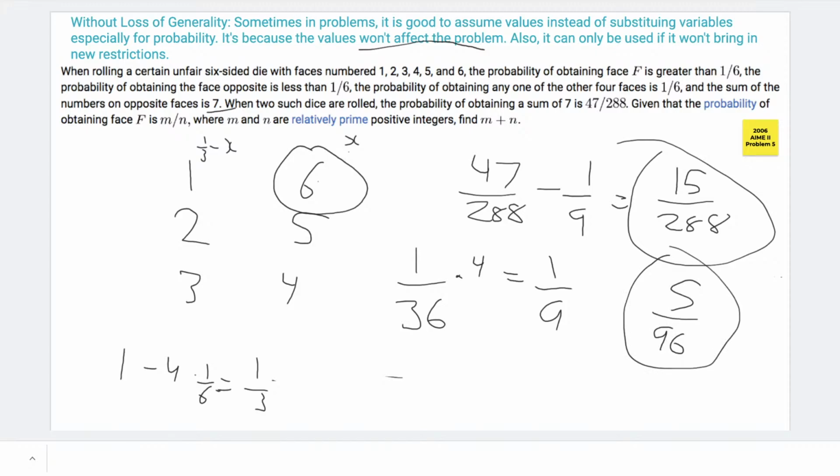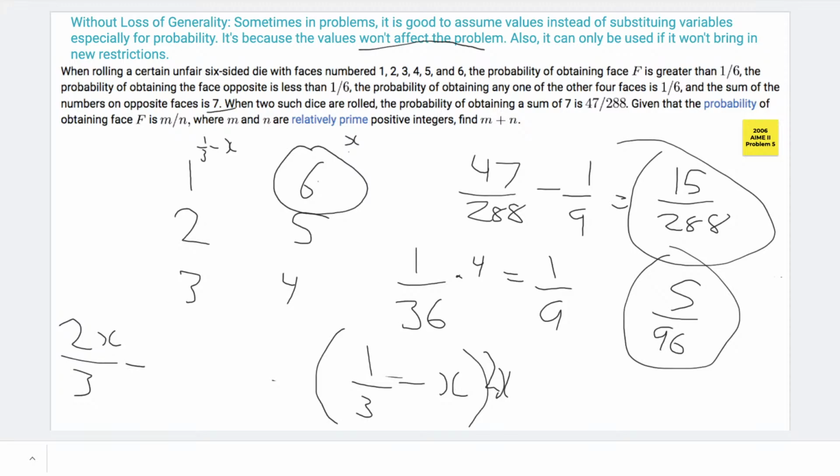Now using that, we know the probability of rolling 1 is just 1 over 3 minus x. And the probability of rolling 6, in this case, is x. However, there are two cases, because either one die can get 6 and the other can get 1, or the other way around. So you multiply this by 2, so just write this 2x over here. And this equals 5 over 96. Now let's try to solve the problem. So if you expand this, you get 2x over 3 minus 2x squared equals 5 over 96.